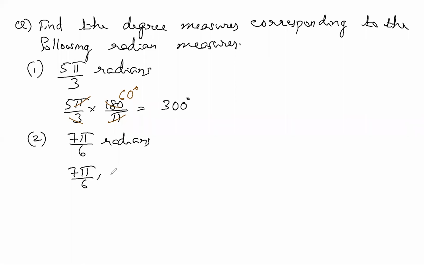7 pi by 6 into 180 by pi. So you will cancel out this pi, and you cut the 6 and 180, it is 30. So the answer is 210 degrees. 210 degrees is the answer.